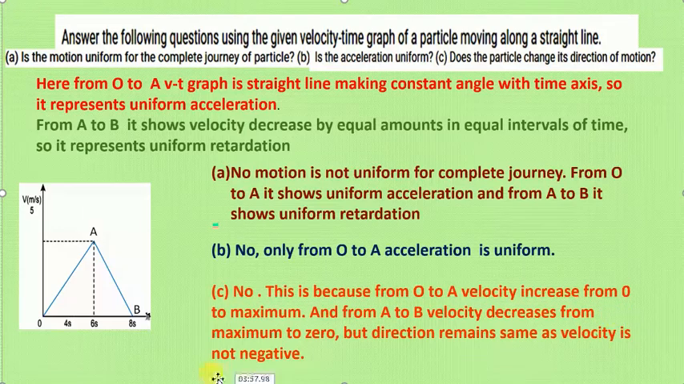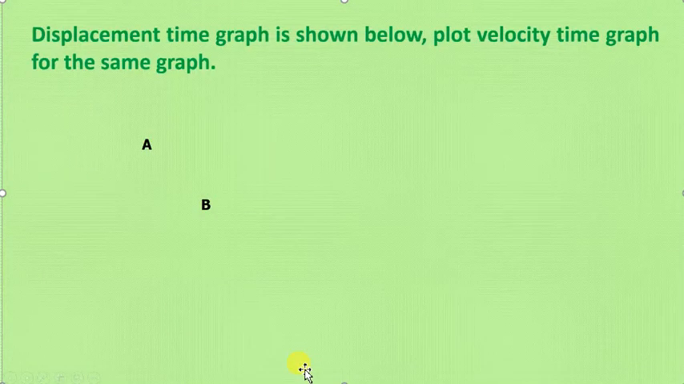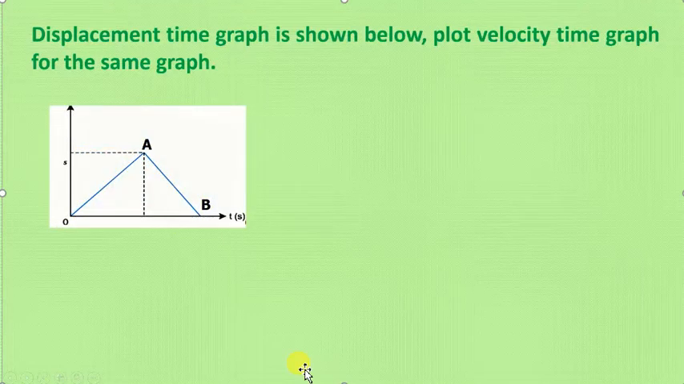Here we are using only the positive y-axis for the velocity, and velocity is not negative here. So direction is not changing. Moving to the next question. Here a displacement time graph is shown below. We are to plot the velocity time graph for the same.